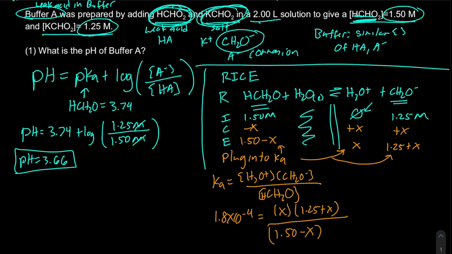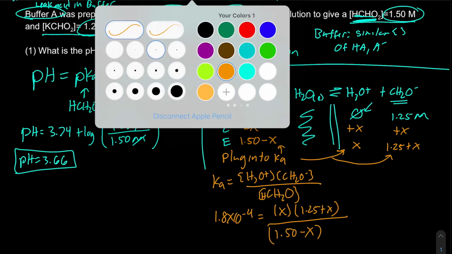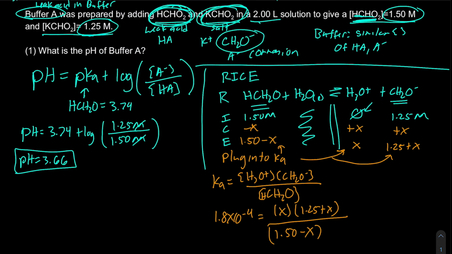Now, if we look at this, we could plug in and we notice that we could solve for x. There's only one variable, but this is not an algebra class. We want to think, can we maybe simplify this a little bit? We take a step back and we see we have a small K value here, and we're starting with a lot of product already, 1.25 molarity. So that lets us know we're not going to form that much more. That tells us our x value is going to be small because we have this small K value and we already start with a lot of product.